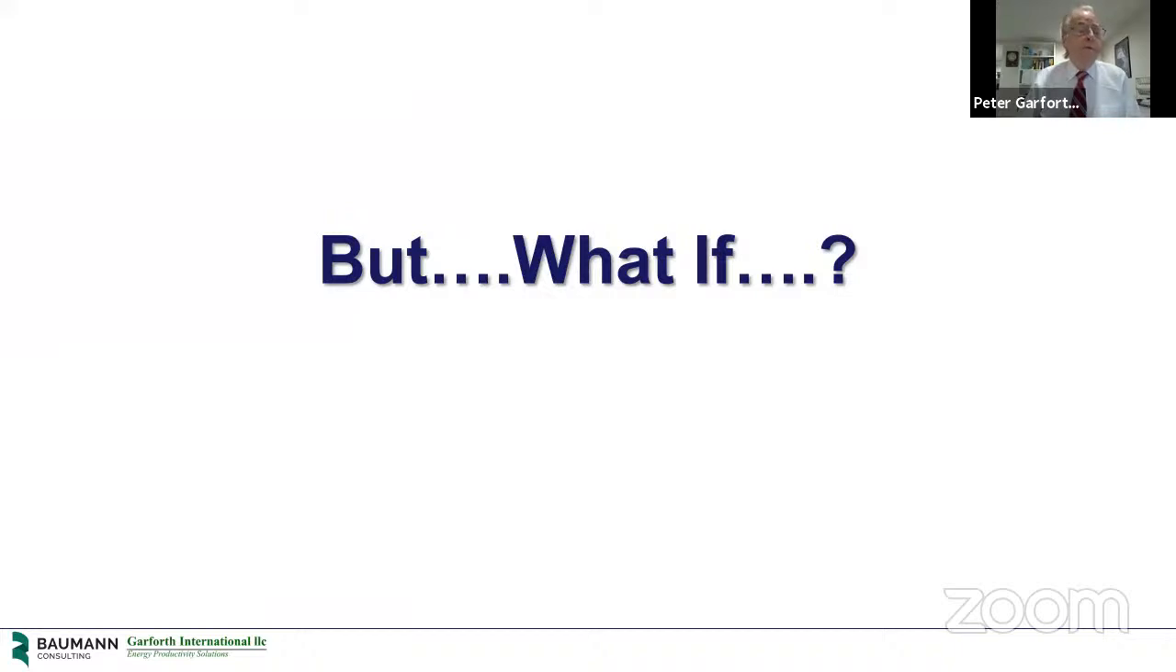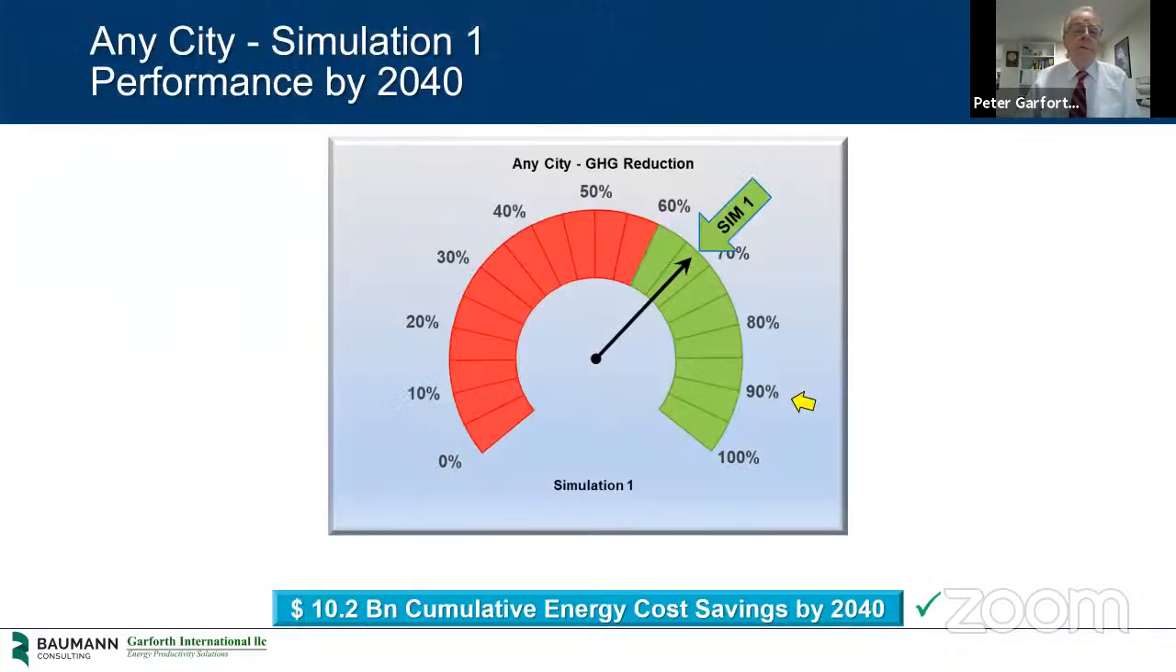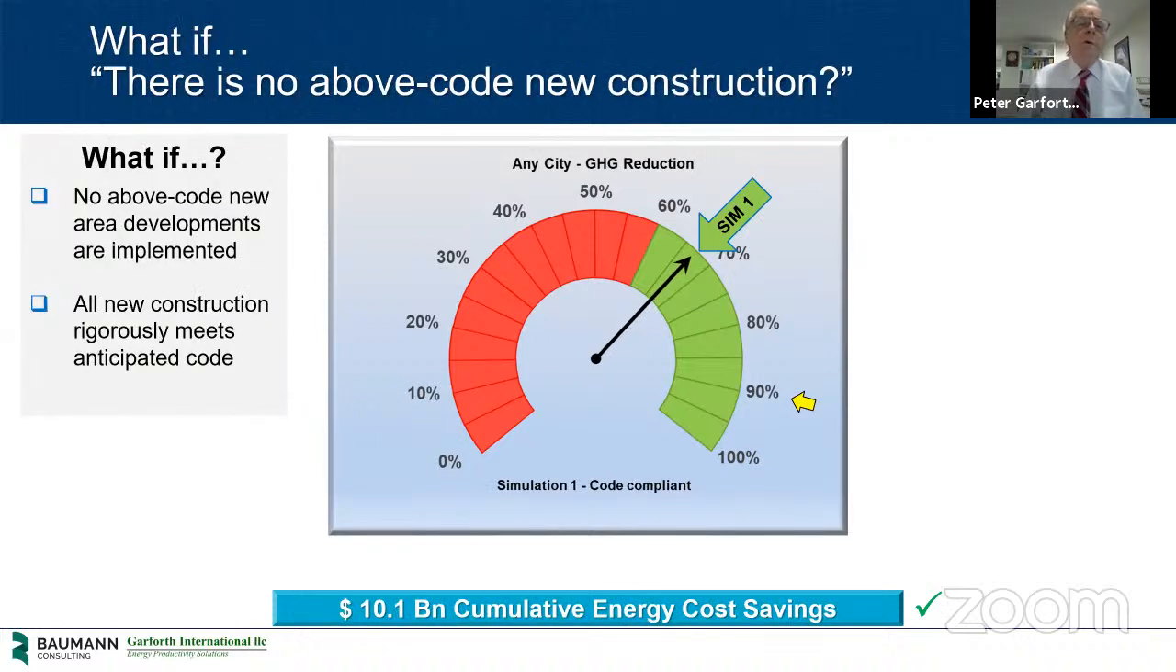And now, what if? This is the power of a simulation. It allows us now to say, what if? So I've actually taken the same picture, and I've now just added simulation 1, so we can keep a visual on the reference point. So this is exactly the same as the previous result. This is the result of simulation 1 with no what ifs. So what if all new construction simply meets code? In other words, no net zero neighborhoods.